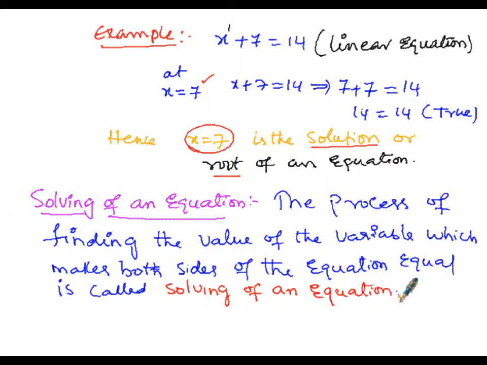So the equation is x plus 7 is equal to 14. Here we have to find the value of x. The process of finding the value of the variable, that is x, is known as the solving of an equation, or the value that satisfies both the left hand side and right hand side, in other words makes the left hand side and right hand side equal, is called solving of an equation.